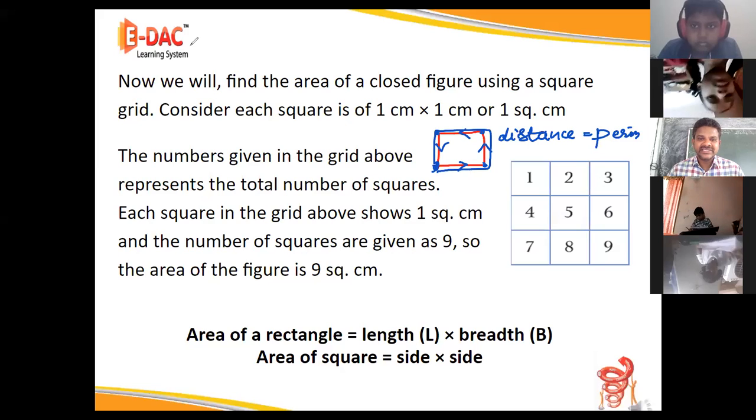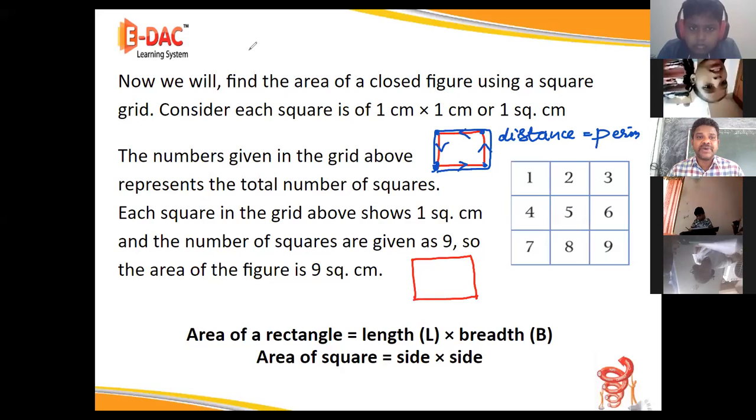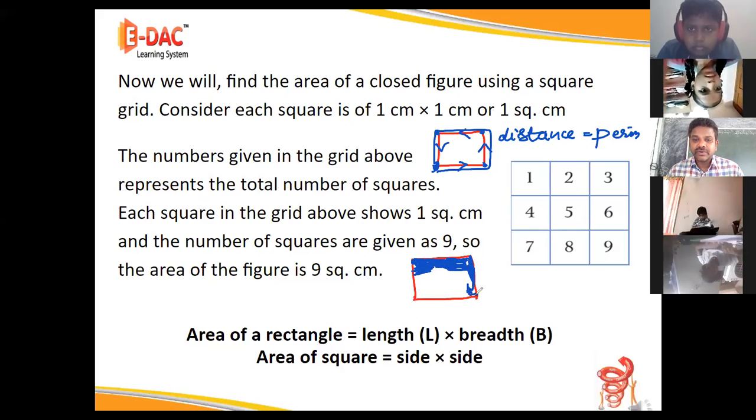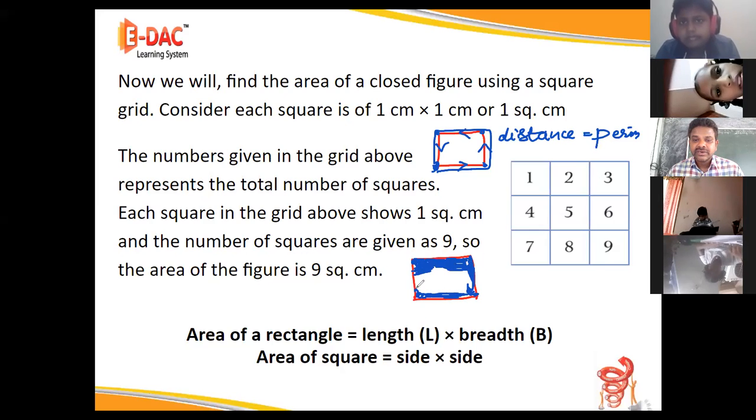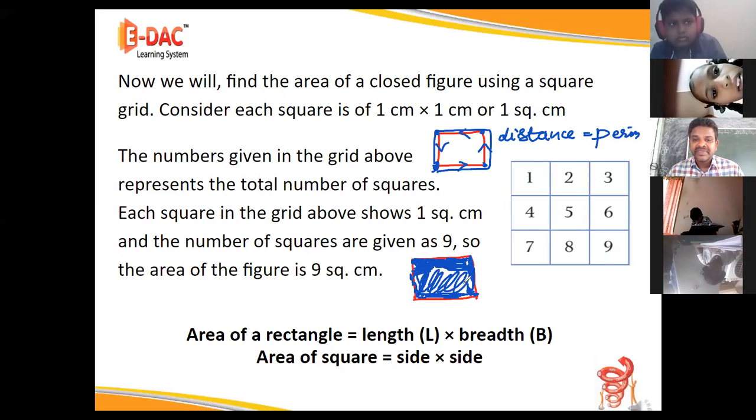Area is space. How much is occupied? Yes, inside the space, how much is occupied? The space occupied by a closed figure is called area. Okay. How to find this area? This is called area.